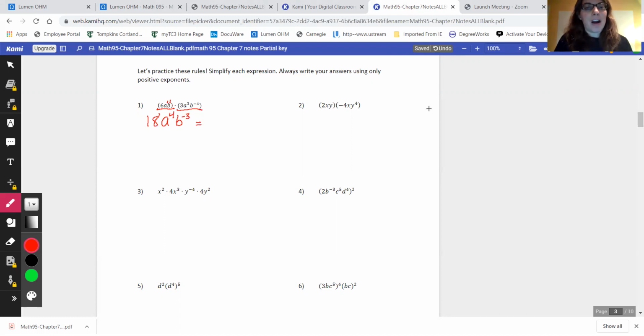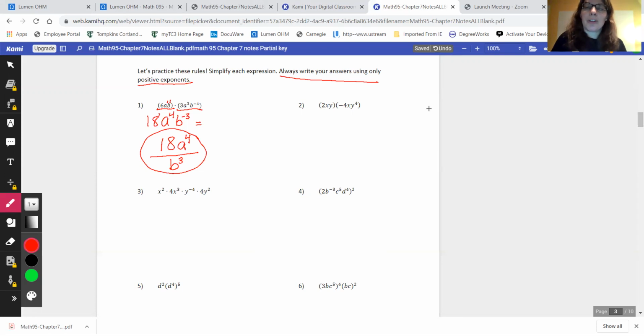I've simplified all of those, but remember this says to always write your answers using only positive exponents. So we want to rewrite it. 18 is going to stay where it is. It's 18 to the first power. A to the fourth is going to stay where it is, and B to the third will go to the bottom.